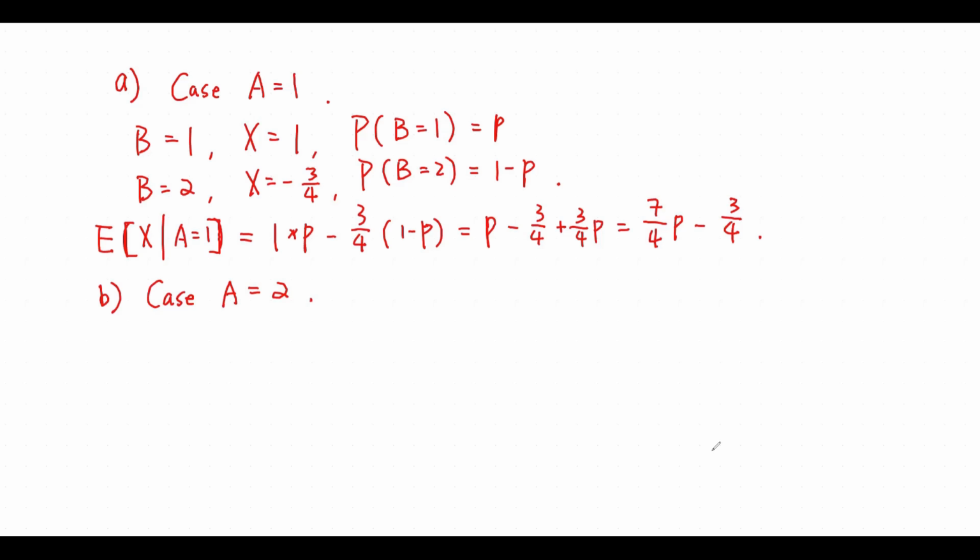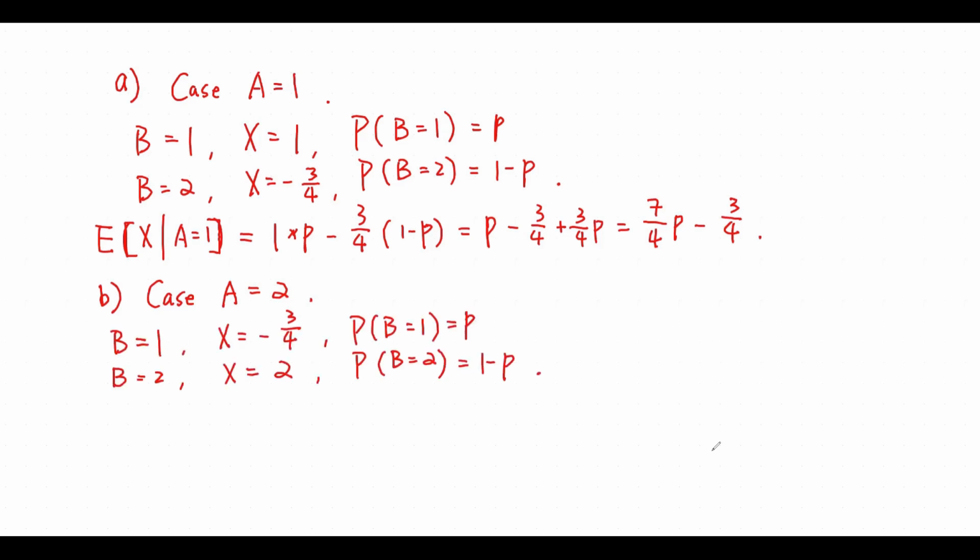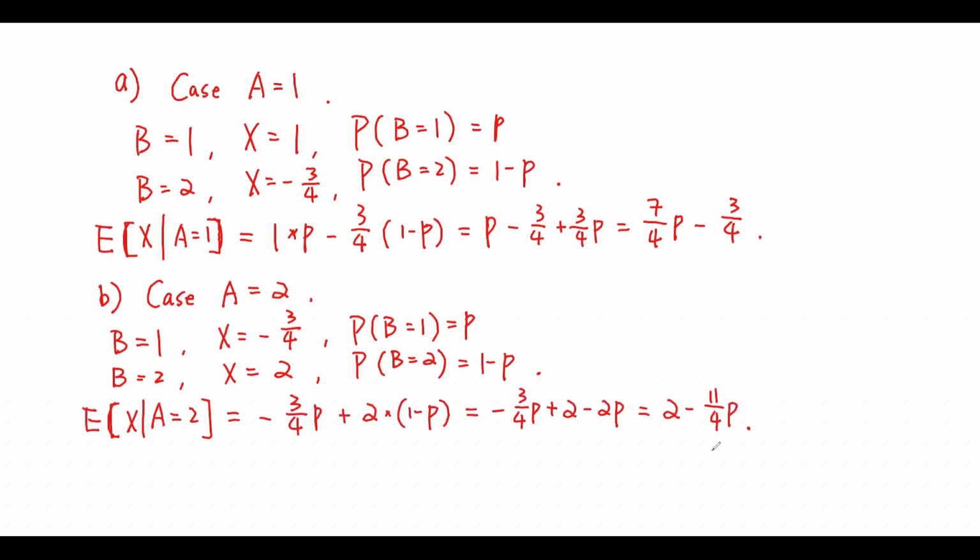Case A equals 2. Then for B equals 1, X equals minus 3 over 4. For B equals 2, X equals 2. Then the expected value of X for this case is given by this one.